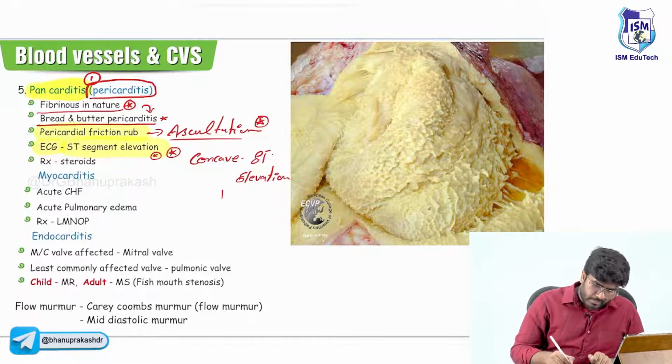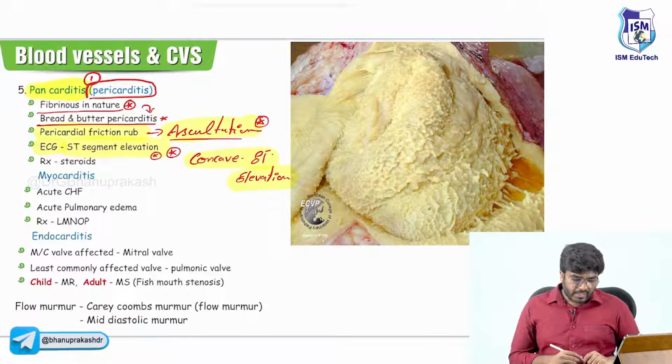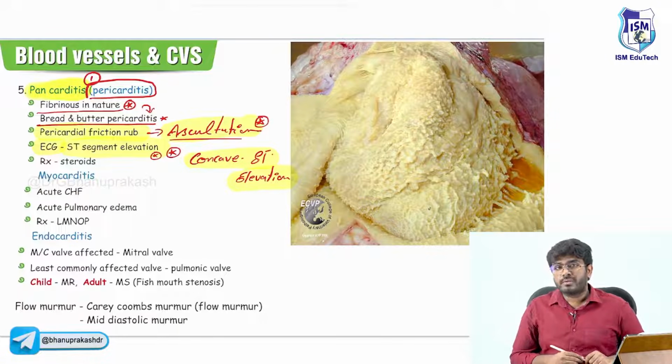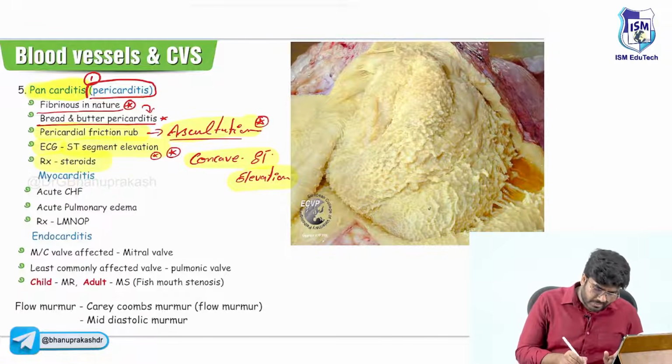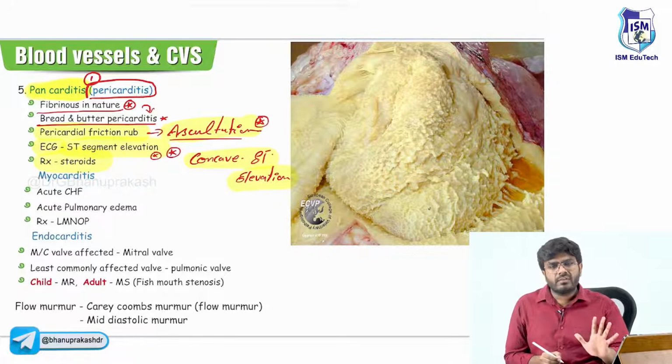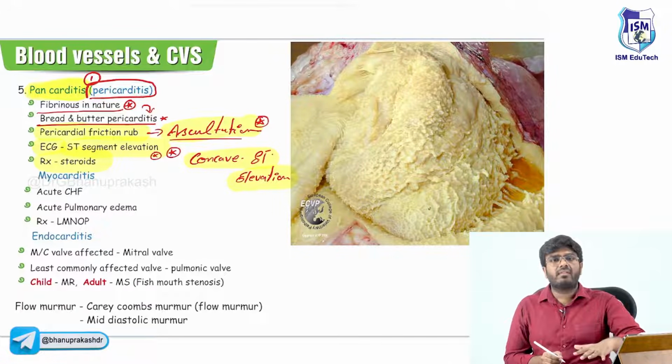Apart from that, we have seen concave ST segment elevation as well as pericardial friction rub. And how do we have to treat this condition? Pericarditis is treated by giving simply steroids. Steroids are enough. They are going to treat the inflammation. Steroids are anti-inflammatory, so they will decrease the pericarditis.